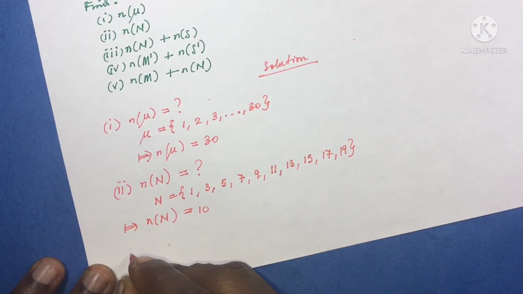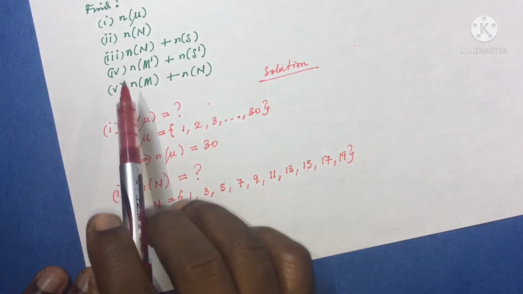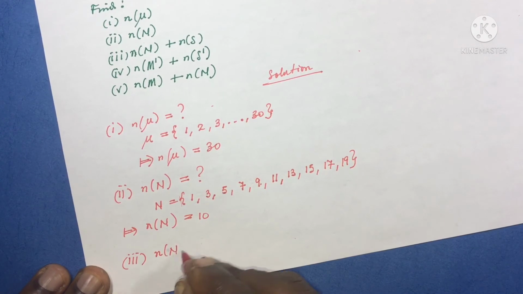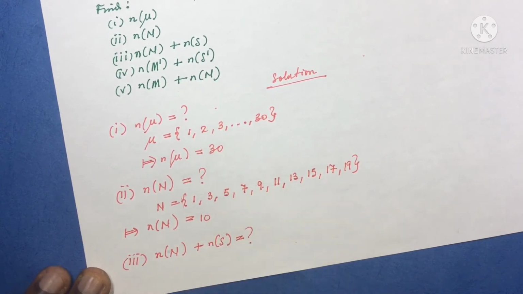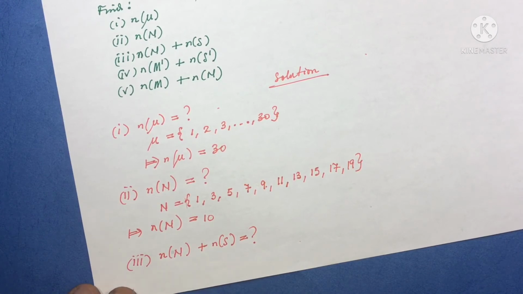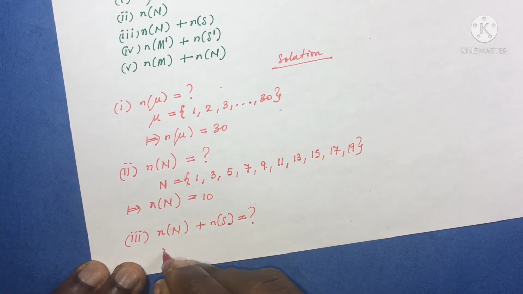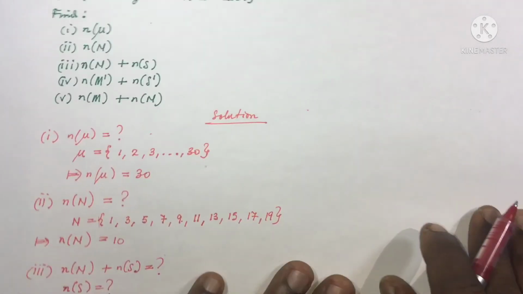Let's go to question number 3. Now for question number 3, we are asked to find n(N) plus n(S). Okay, I'm going to put a question mark also there. Now, we've already obtained n(N), and that is 10, okay? But we have to look for n(S). So here, I'm going to start with obtaining n(S). For now, we don't know, okay? So let's come over here.